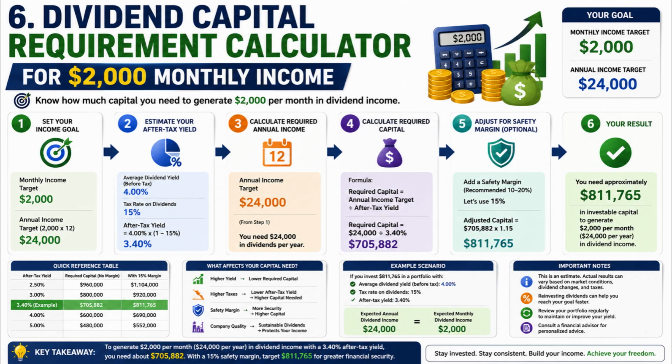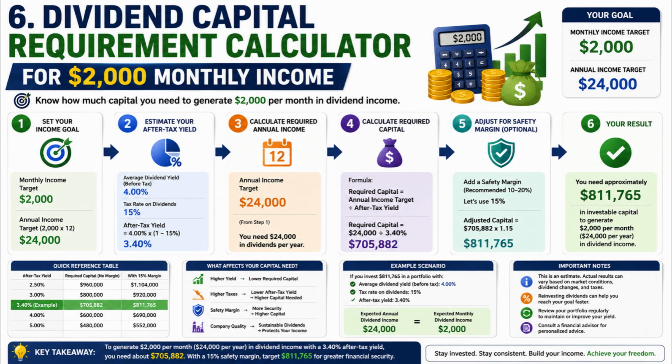For the example shown, investing approximately $811,765 in a portfolio producing a 4% average dividend yield before tax and facing a 15% dividend tax rate results in an estimated after-tax yield of 3.4%. Based on these assumptions, the portfolio may generate around $24,000 in annual after-tax dividend income, which is equal to approximately $2,000 per month. However, actual dividend payments may not arrive evenly every month.